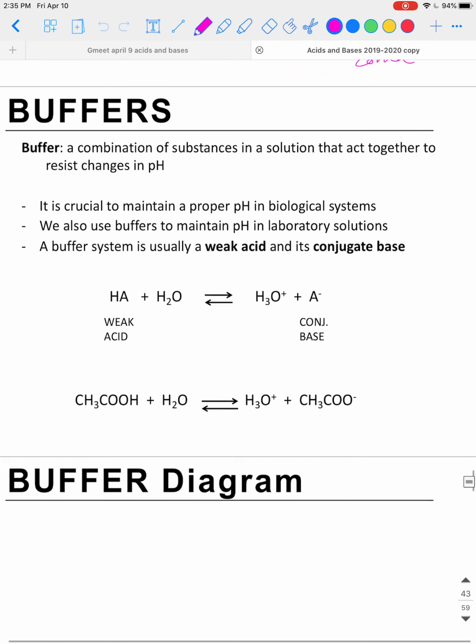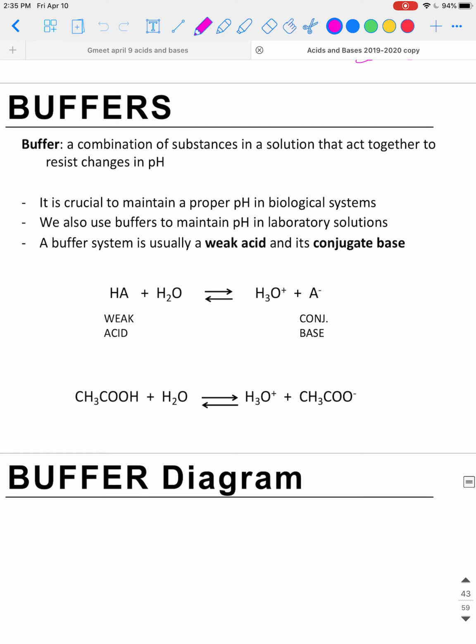All right, we are going to pick up with buffers now. So let's introduce this idea in chapter 10. What is a buffer? We have the definition of a buffer as the first thing on the slide. It says it's a combination of substances in a solution that, here's the important part, act together to, I'm going to circle this word, resist changes in pH.